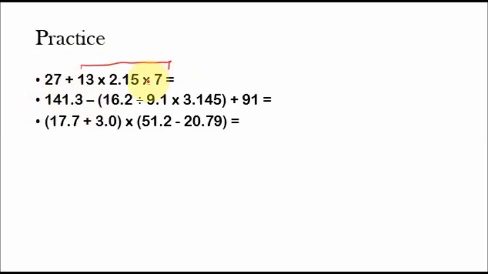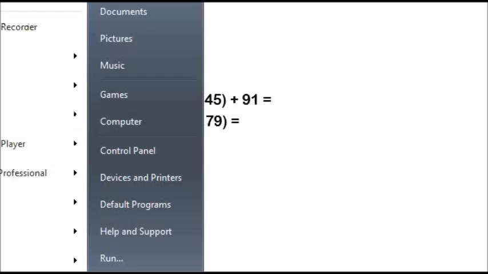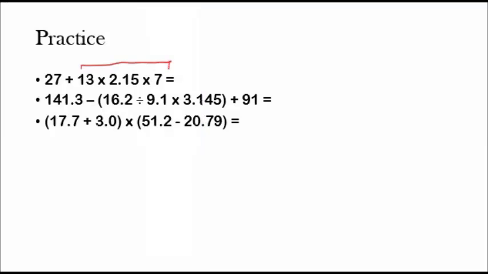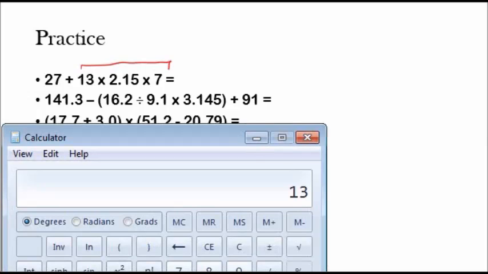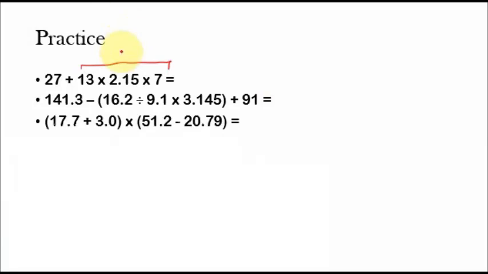So let's just do this. 13 times 2.15 times 7. And let me pull out a calculator. 13 times 2.15 times 7. So that's 195.65. Our number here, 7, has one significant digit. It's the smallest number of significant digits out of all three numbers here, so our answer needs to be rounded to one significant digit. So rounding this to one significant digit will just give us an answer of 200.